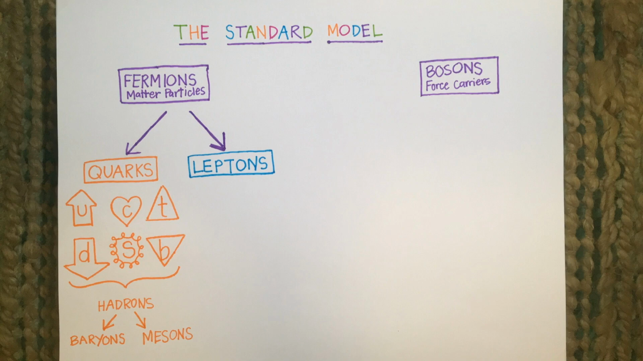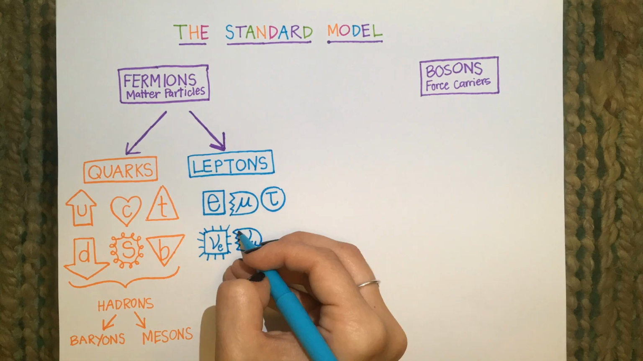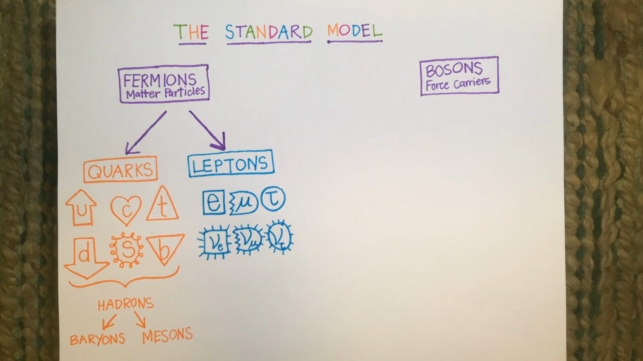Let's take a look at leptons now, our other type of fermion. We have electrons, muons, and taus. And for each of those, there's a corresponding neutrino, the electron neutrino, the muon neutrino, and the tau neutrino.